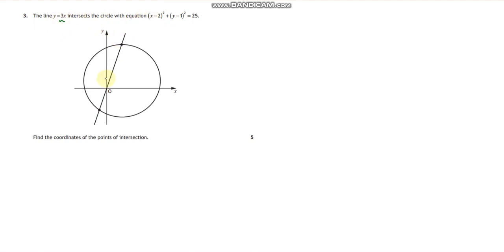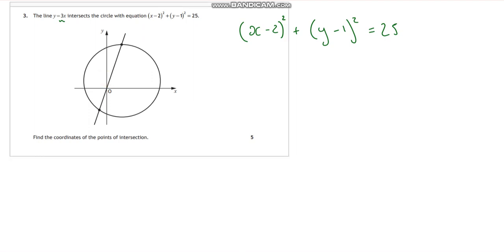Okay, so I'll just write out the full equation. So I've got x take away 2 squared plus y take away 1 squared. So we're going to substitute in and then we're going to factorise to find our 2 points. So I know that y is equal to 3x. So I'll just write that on the side.